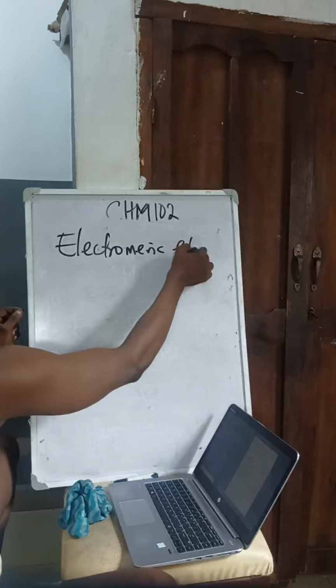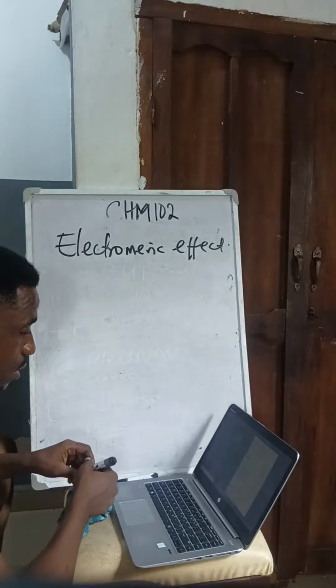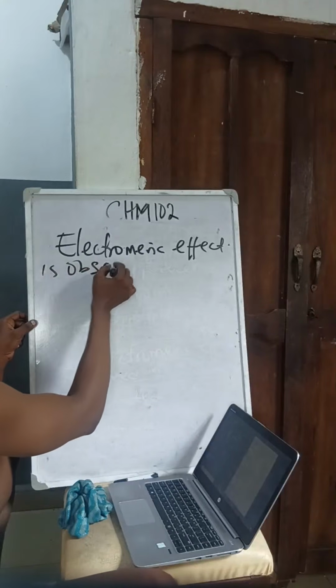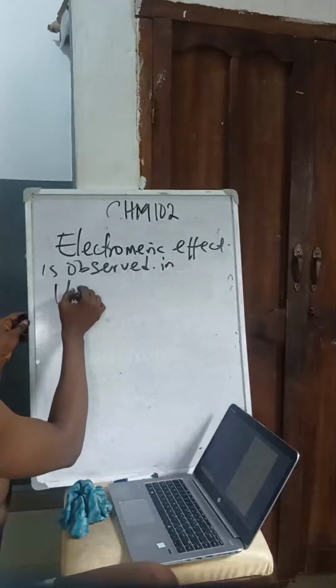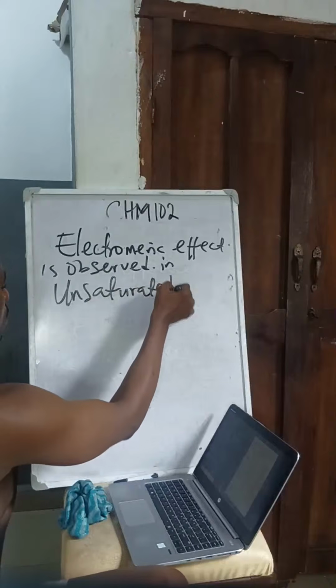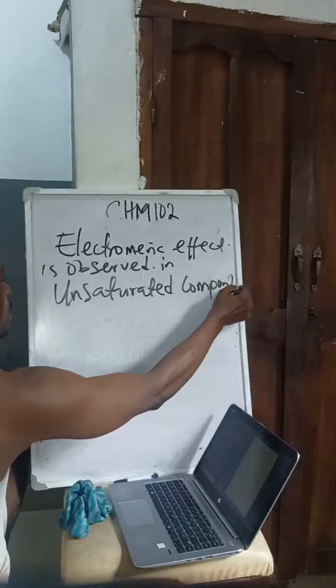Electromeric effect. I believe you now know what electromeric effect is. Electromeric effect is observed in unsaturated compounds like alkenes.